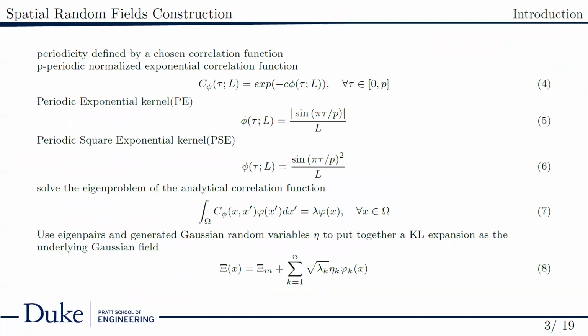We generated the random fields of the material properties by using Karhunen-Loève expansion. Start from periodic exponential correlation function with two kernels to choose, the exponential kernel and the square exponential kernel. The effect of different kernels will be shown later. Then we solve the eigenproblem of the analytical correlation function.